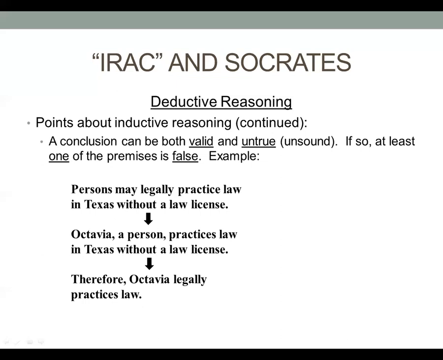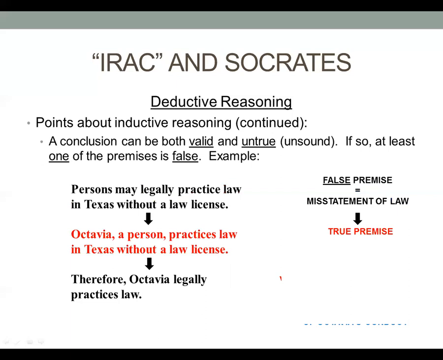But let's look at the first premise. It's false, because in Texas, it is not the case that persons may legally practice law without a law license. You have to, on the contrary, have a law license. So this first premise is false. And in legal terms, it's a misstatement of law. So if you misstate the law in your first premise, then there's no way you're going to have a sound conclusion at the end.